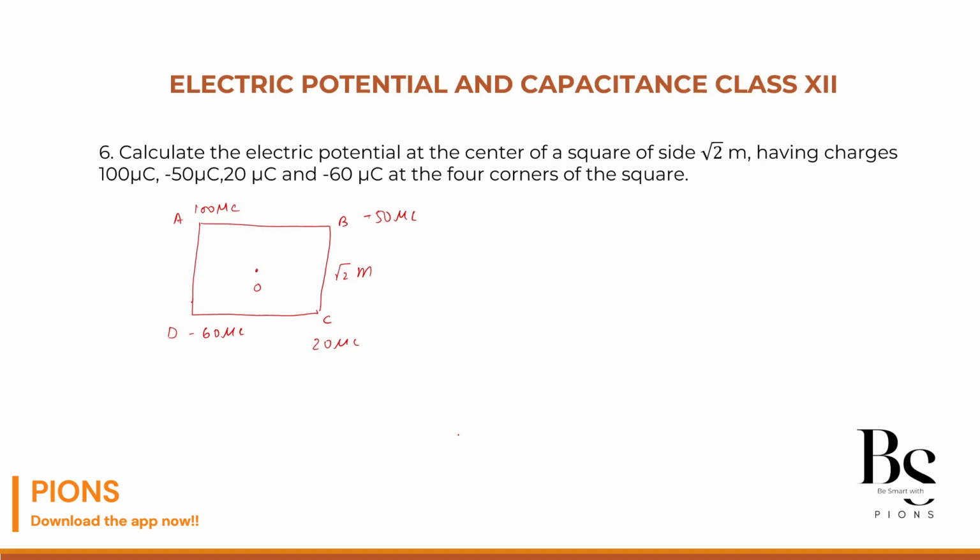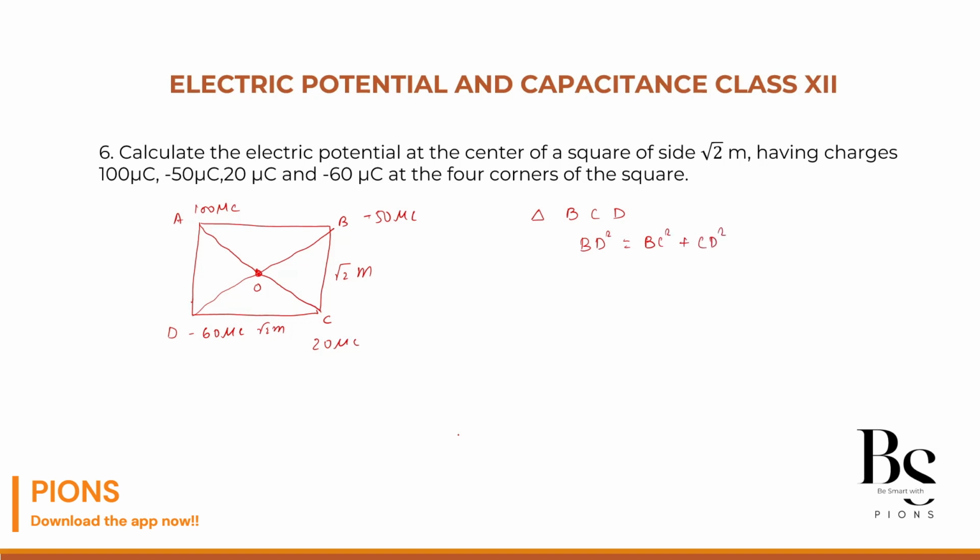first thing, we have to find the potential at O due to A. So you need the separations OA, OB, OC, and OD. Correct? To find OA, OB, OC, OD, let's start with basic geometry because it's a square and each side is root 2 meter. Let's take the triangle BCD.